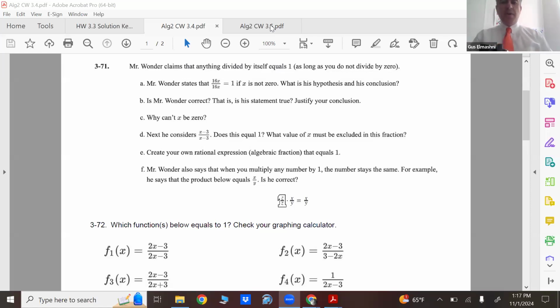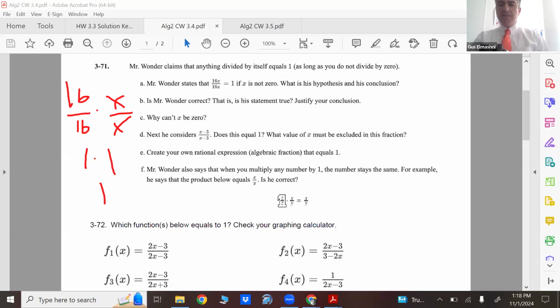Okay. So let's not worry about this guy's name, Mr. Wonder, whatever. Bottom line is that when you have two of the same thing in a fraction, 16x over 16x, you're just going to get 1, right? Because if you think about it, 16 over 16 times x over x, I mean, 16 over 16 is 1. X over x is 1. 1 times 1 is 1. So you just get 1. And it states that x cannot be 0. Of course, he's right.